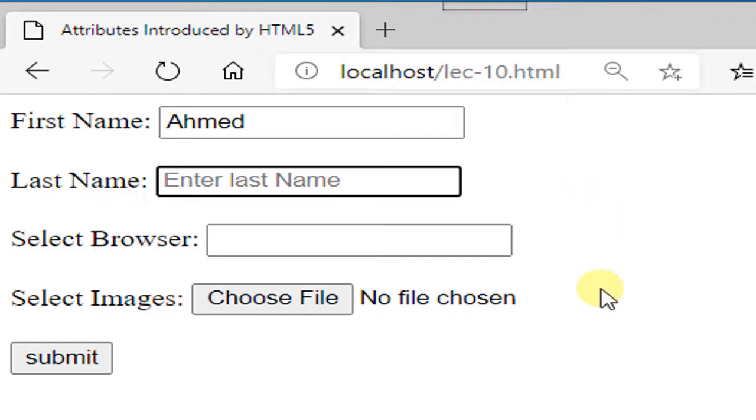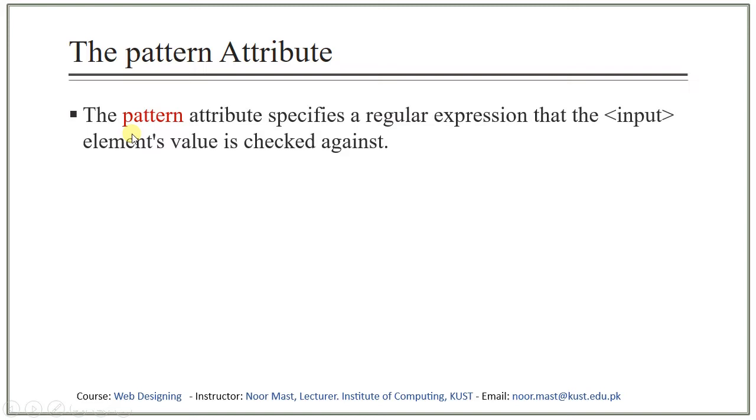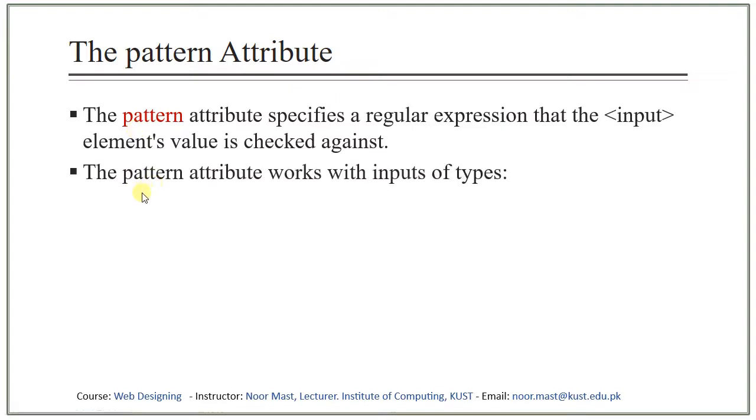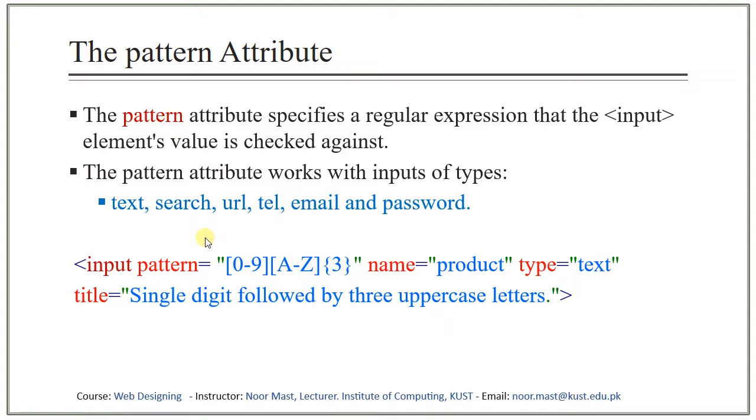Now let's study the pattern attribute. The pattern attribute is used to specify a regular expression that the input element's value is checked against. The pattern attribute is applicable to input of types text, search, URL, tel, email and password. Pattern makes it easy for you to implement specific validation. Look at this code, it shows how to implement the pattern attribute.